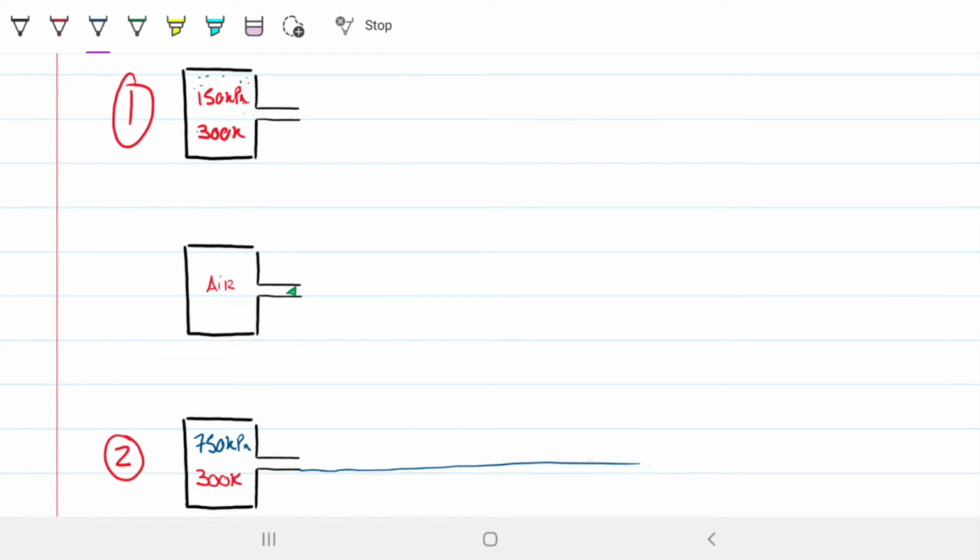And then, assuming the tank is not going to take away much of the gas in the pipe, which is generally the case, the pressure is going to be the same as the initial one in the pipe, which is 750. Cool. Now, what about the middle part, the transient part?